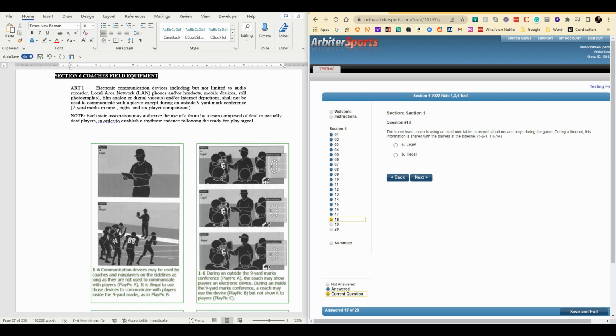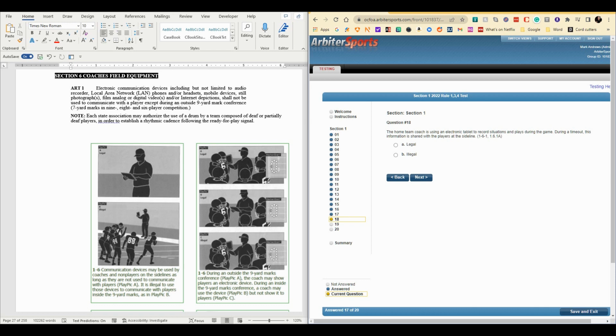So we have two types of conferences, right? We have an inside the 9-yard mark conference, that's inside the top of the numbers, and we have conferences outside the 9-yard mark. The differences are that we can have multiple coaches involved in the inside the 9-yard mark conferences, and they can use electronic devices to communicate and show players things. Outside the 9-yard conferences, only one coach, and they can't use the electronic tablets.